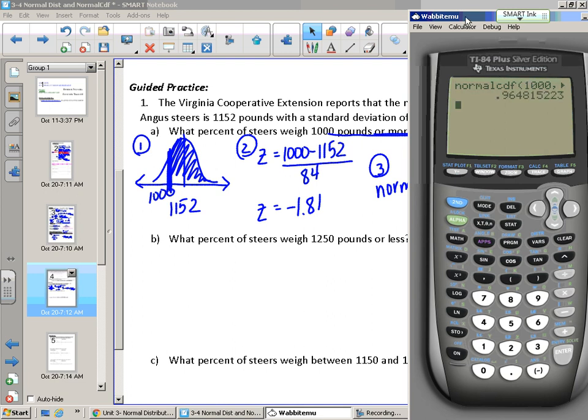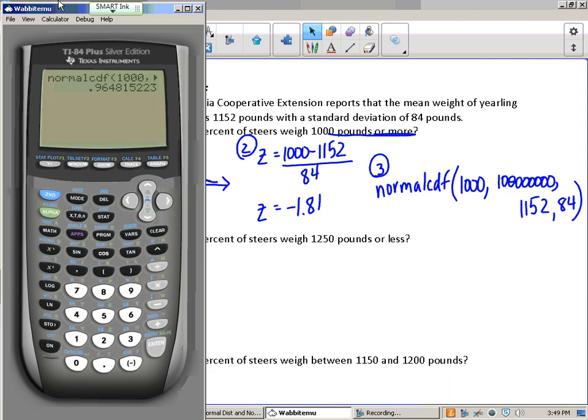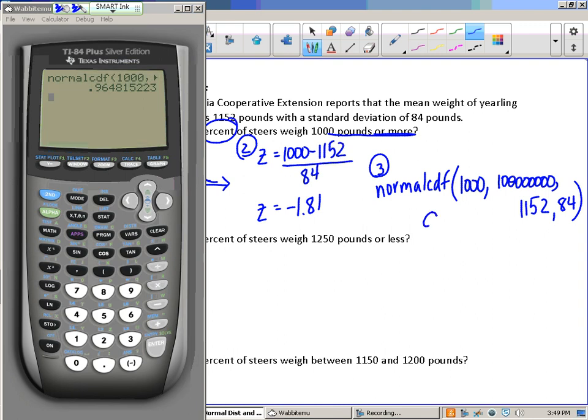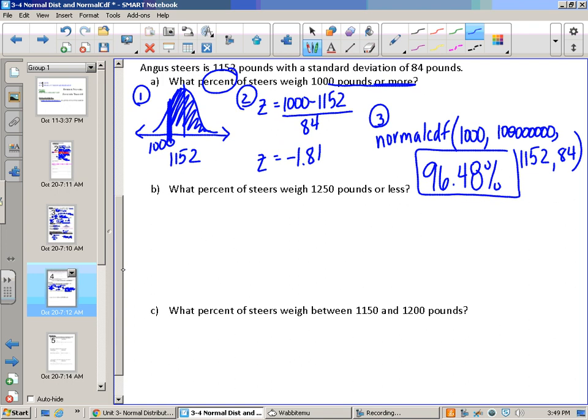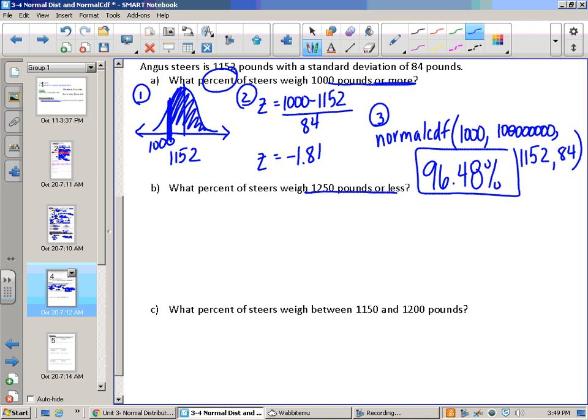And then this answer that we get here is a proportion or a percentage. It was asking as a percent, so as a percent, this is 96.48%. So almost all of them weigh more than 1,000 pounds. For the second one, what percent weigh 1,250 pounds or less?